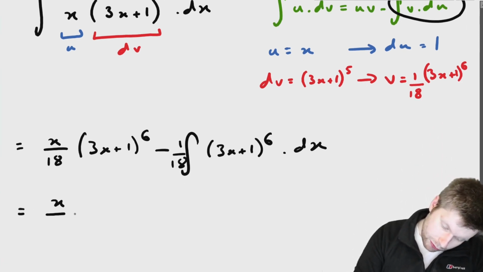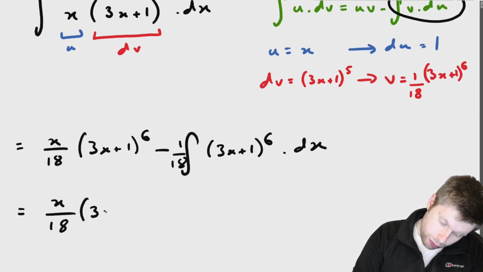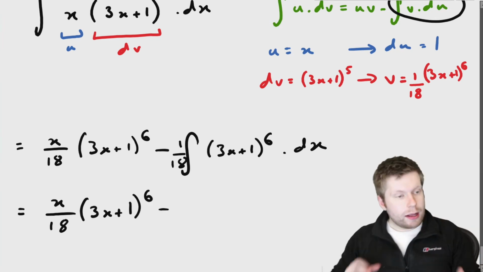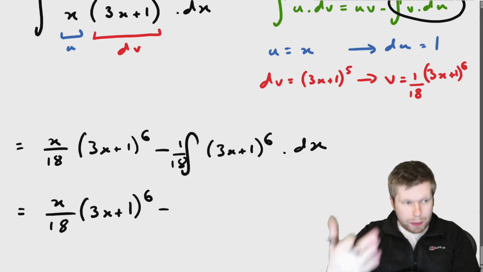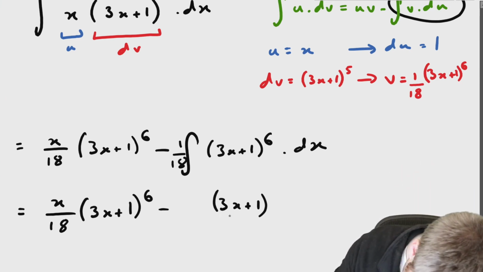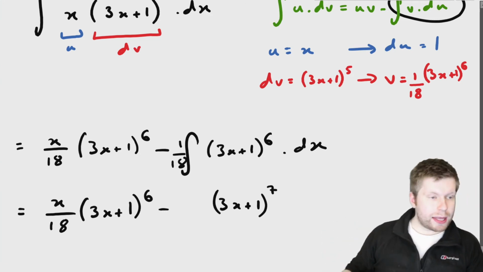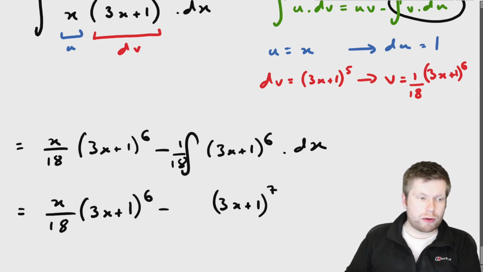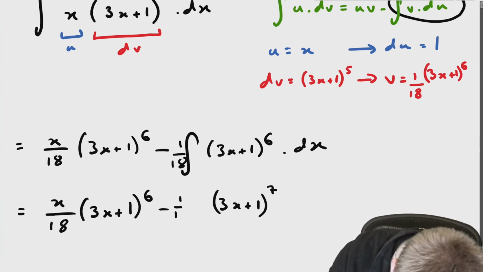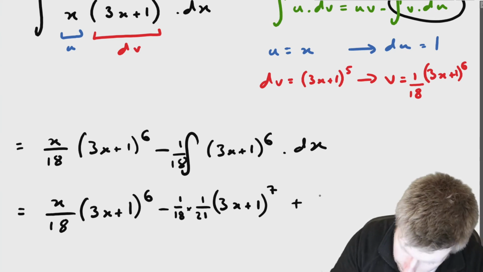So I end up with x over 18 times 3x plus 1 all raised to the power of 6. Take away, okay, integral of this thing. So first of all, raise the power by 1. So I end up with 3x plus 1 all raised to the power of 7. Divide by that new power, but I'm also going to have to divide by the derivative of 3x plus 1. So I end up with 1/21. So 1/18 times 1/21 of this thing plus c.